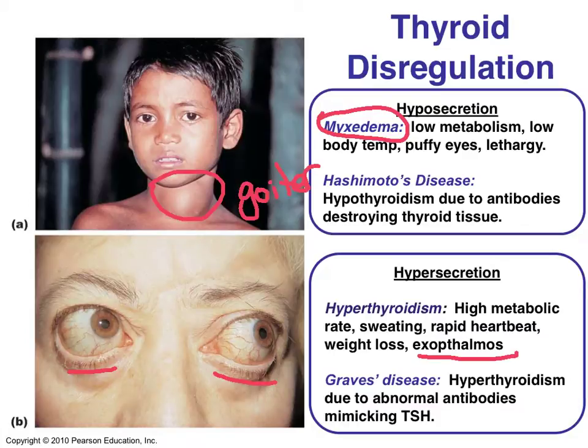Sometimes the immune system produces antibodies against the thyroid gland, an autoimmune attack. These antibodies can cause either hyposecretion or hypersecretion of thyroid hormone. Autoimmune hypothyroidism is called Hashimoto's disease. Autoimmune hyperthyroidism is called Graves' disease. This happens when the antibodies bind TSH receptors in the thyroid gland, triggering the release of excess amounts of thyroid hormone.